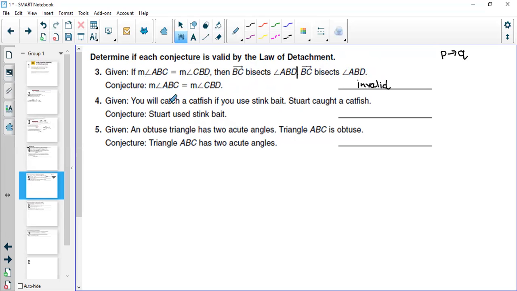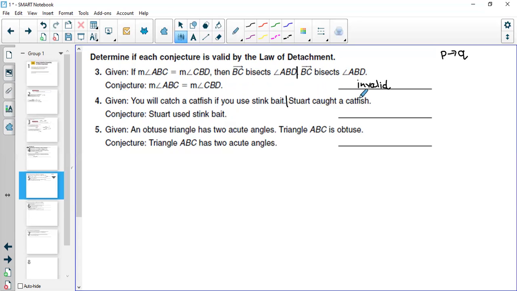So the next one, you will catch a catfish if you use stink bait. Stuart caught a catfish. So the condition given is you will catch a catfish if you use stink bait. Stuart caught a catfish. Conjecture: Stuart used stink bait. So the information given is Stuart caught a catfish.